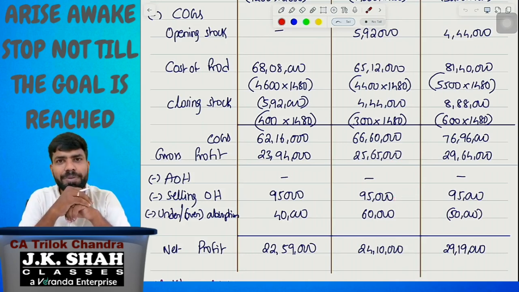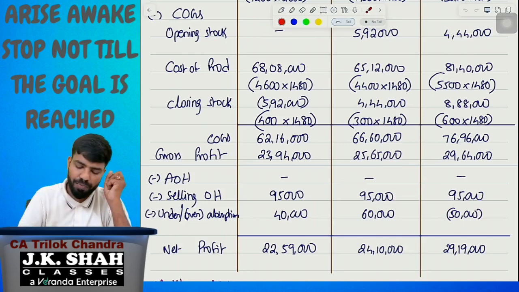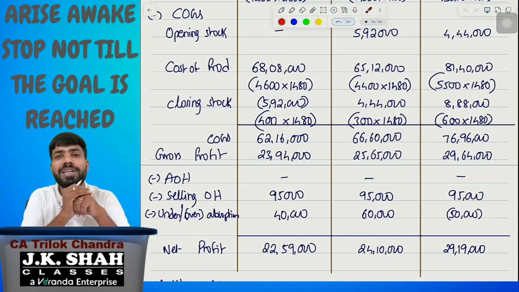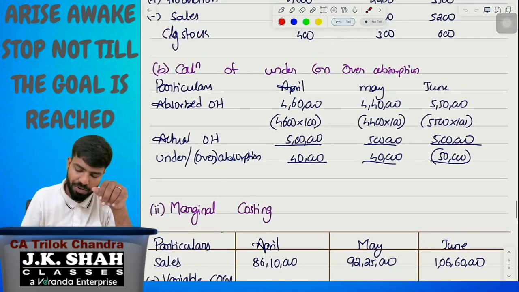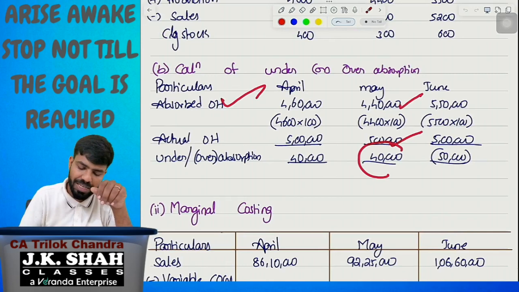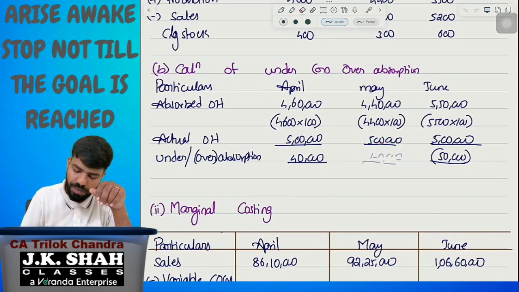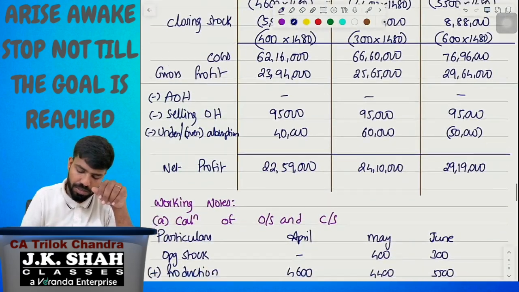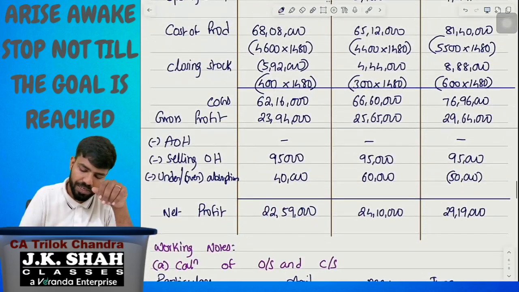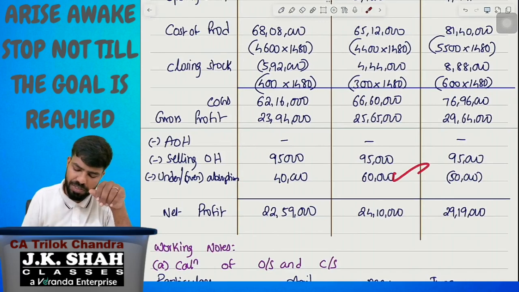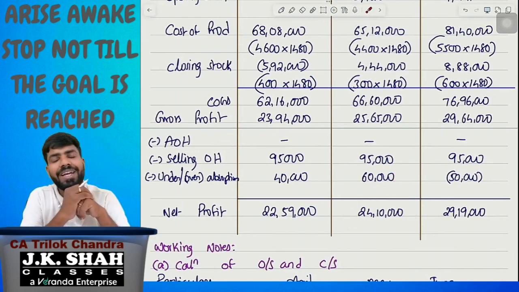Now under or over absorption, how much is absorbed? Production is 4,400 into 100, so 4 lakh 40,000 rupees has been absorbed or accounted. Look here, 4 lakh 40,000 is the absorbed overhead. Actually it is 5 lakh rupees. There is an under absorption of 60,000. Net amount is 24 lakh 10,000.